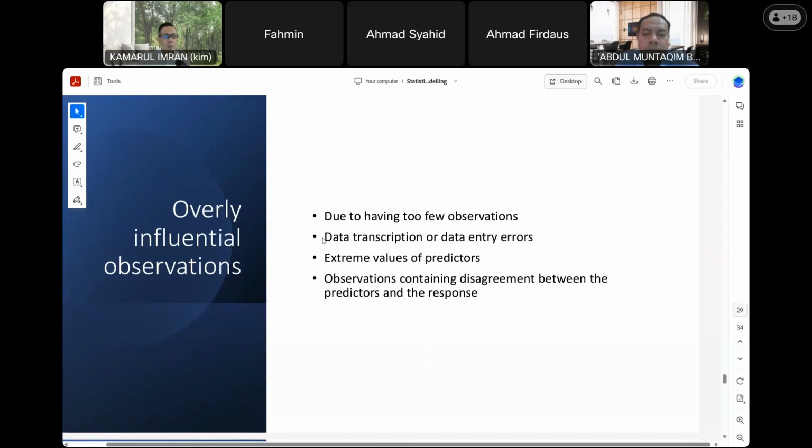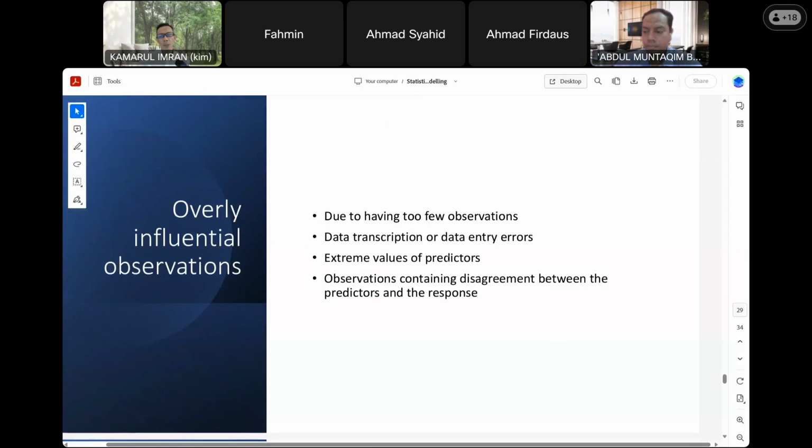Overly influential observations, and again, always check for influential observations because sometimes you have too few observations. Your sample is very small. Your study sample is too small, sangat kan. So, tak bagus. So, you get influential observations. Sometimes it's because you make data transcription or data entry errors. So, always check this. And then sometimes you get extreme values of a predictor.